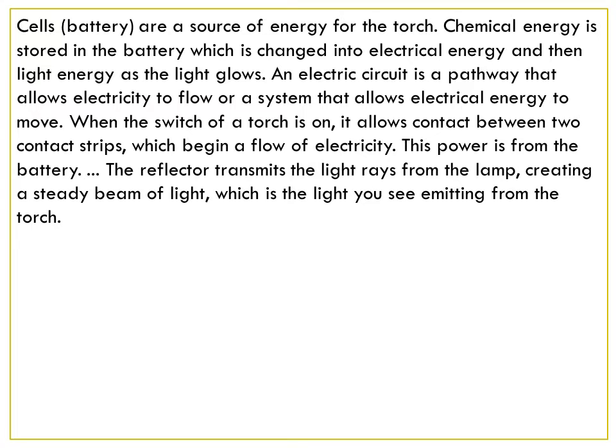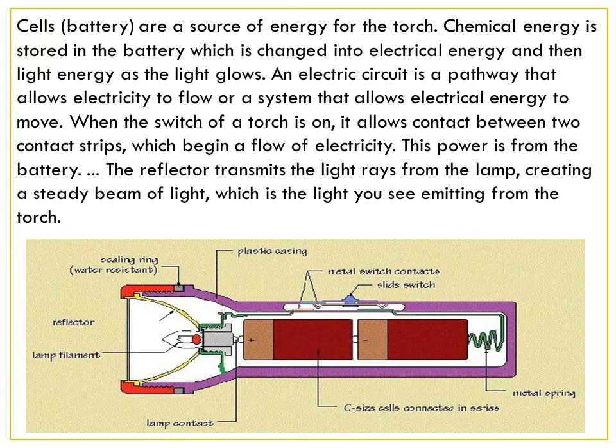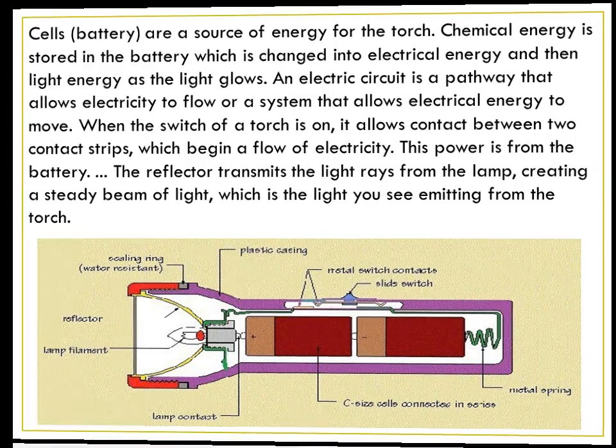What all does a torch have? Plastic casing, metal switch contacts, a light switch you can see in the diagram, a metal spring, and C-sized cells which are connected in series, lamp contact, lamp filament and the reflector. Is it okay, children?